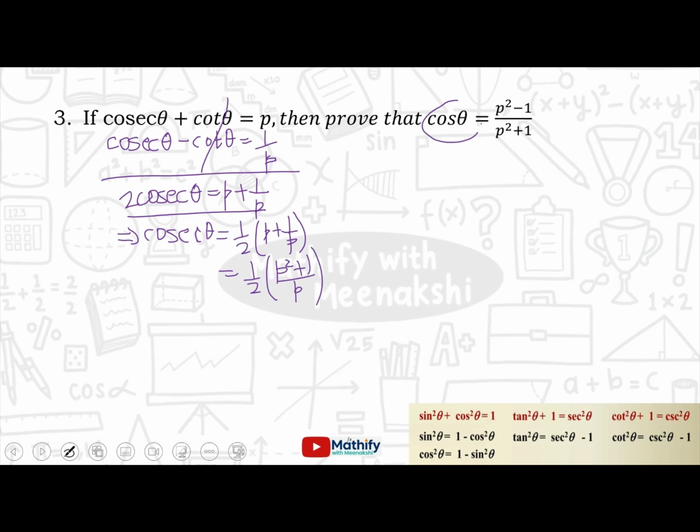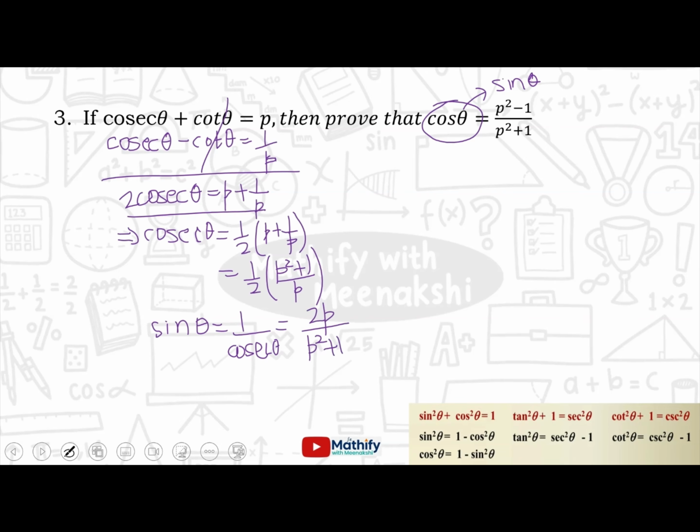We have to find the value of cos theta. Is there any direct relation between cosec and cos? No. So what we can do, we know that cos is related to sine, and sine is related to cosec. So we'll find the value of sine. Now what is sine theta? It is 1 by cosec theta. Yes, reciprocal. So just take the reciprocal of this. You will get 2p by p square plus 1.